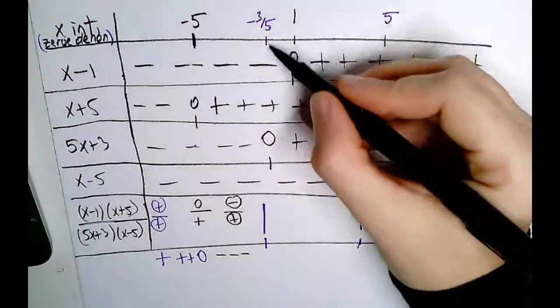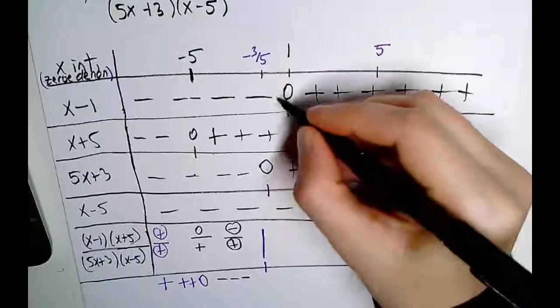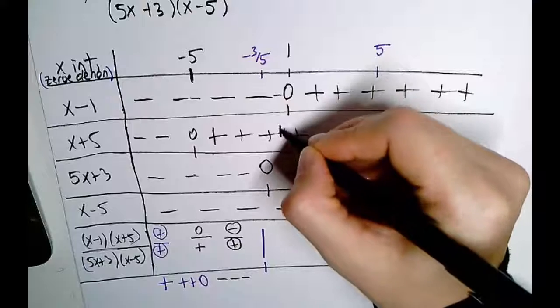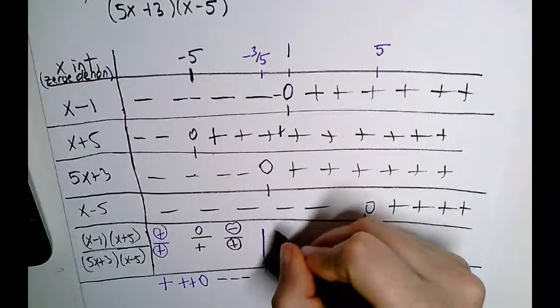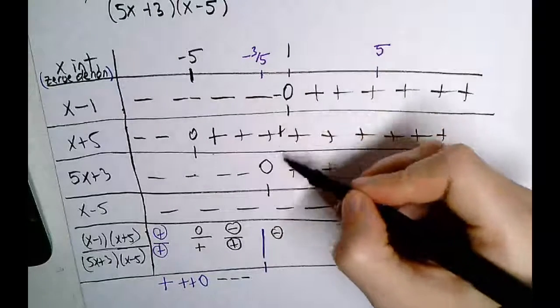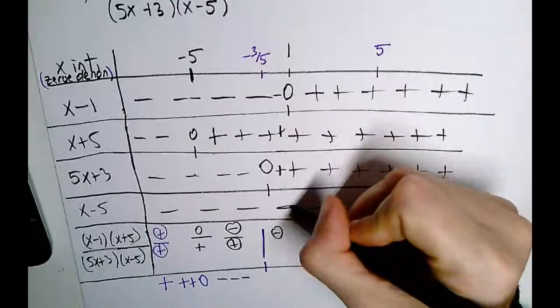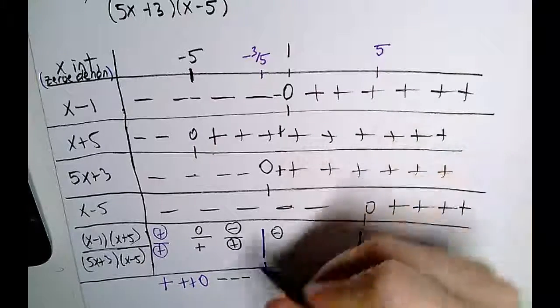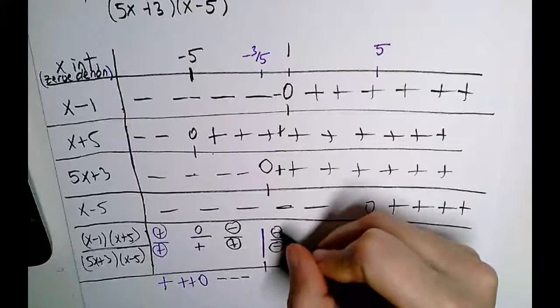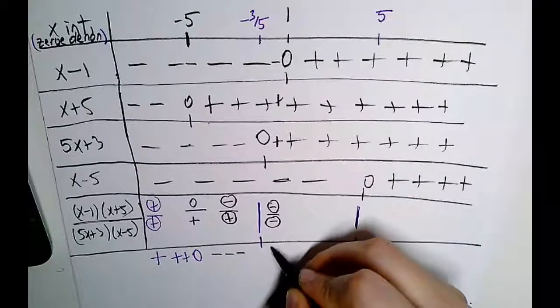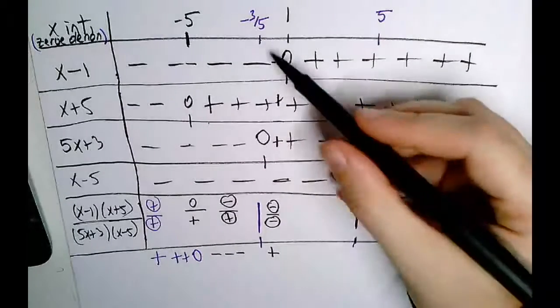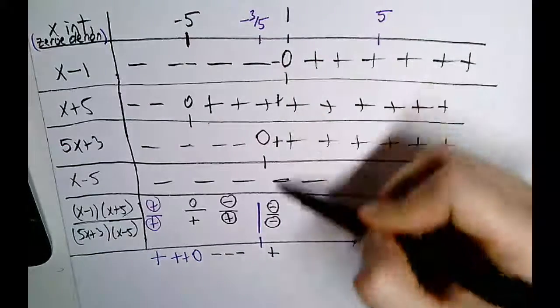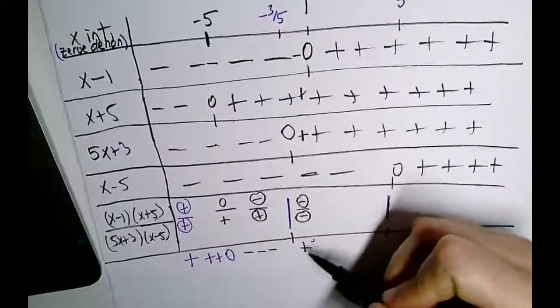And then between negative 3/5 and 1, I have a negative times a positive, so that's going to be a negative, divided by a positive times a negative, so that's going to be divided by a negative. A negative divided by a negative is a positive. So between negative 3/5 and 1, we have that it's positive.